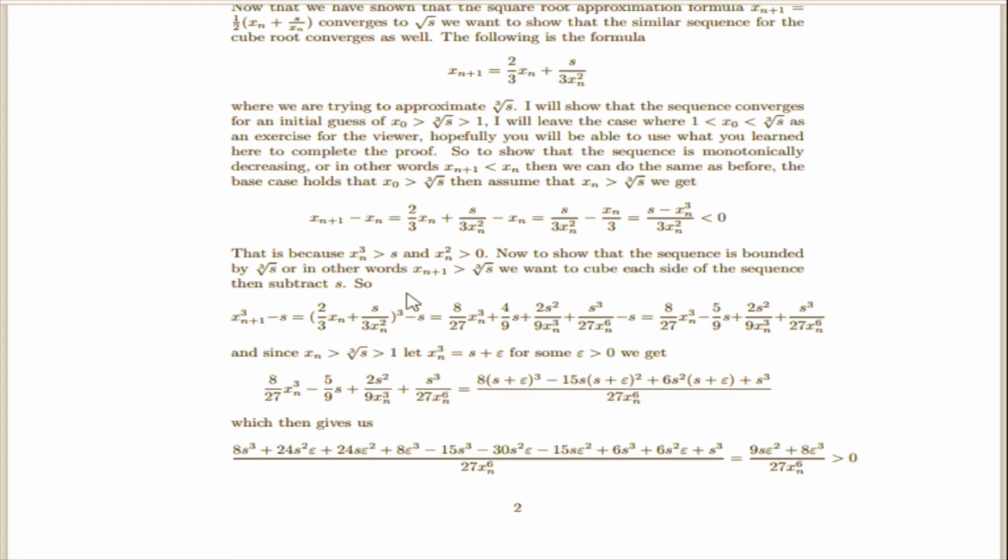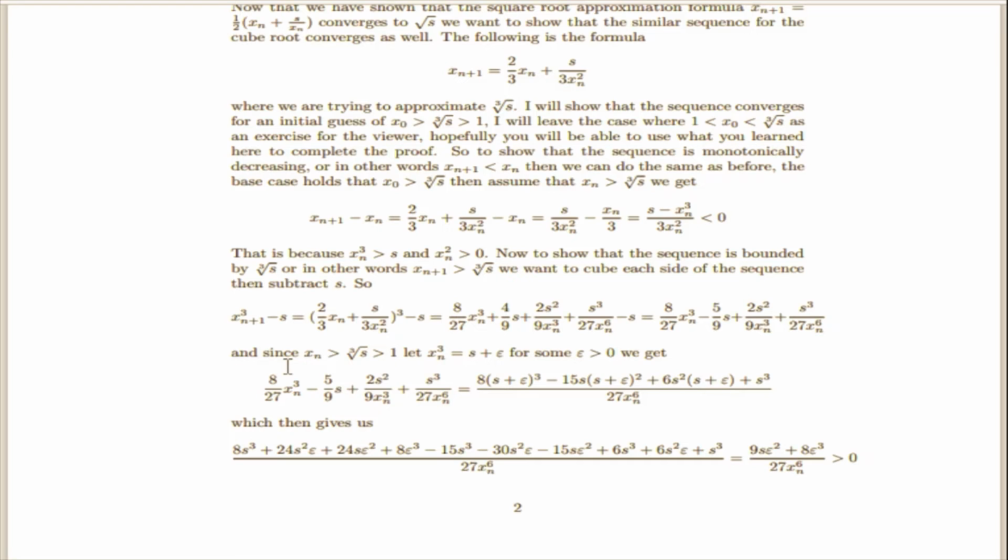Now to show that the sequence is bounded by the cube root of s, or in other words, x sub n plus 1 is greater than the cube root of s, we want to cube each side of the sequence, then subtract s. So x sub n plus 1 cubed minus s equals our original recursion cubed minus s, which ends up being this whole thing distributed out. It's very messy, but it's 8/27 x sub n cubed plus 4/9 s plus 2s squared over 9x sub n cubed plus s cubed over 27x sub n to the 6th, all minus s because of the original constraint. So we can actually change this 4/9 s to a negative 5/9 s because we're subtracting 1 s.